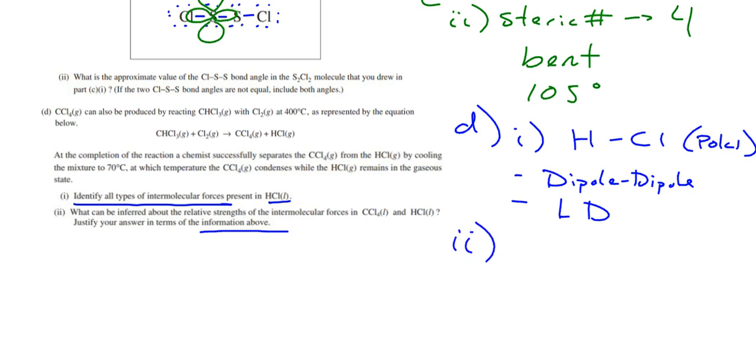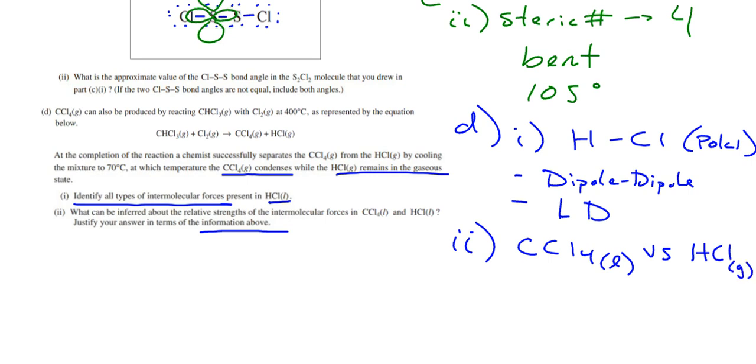It says, what can be inferred about the relative strengths? Okay, so what it tells you is that CCl4 condenses while this becomes a gas. Okay, so at room temperature, what I have, this might not hurt to write this. It actually becomes a liquid versus, like, this is not how it's written in the problem. I'm writing it out based on the situation they gave me. So they're saying now that that's a liquid and that's a gas at room temp.